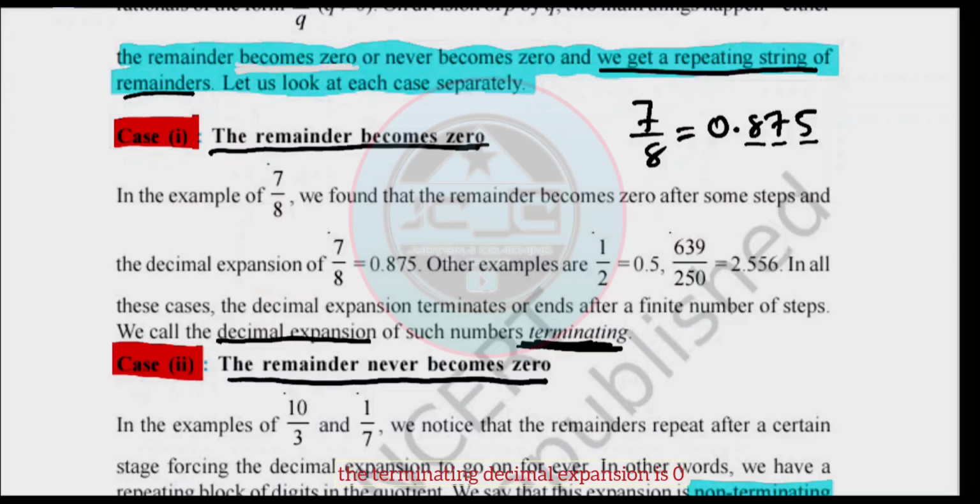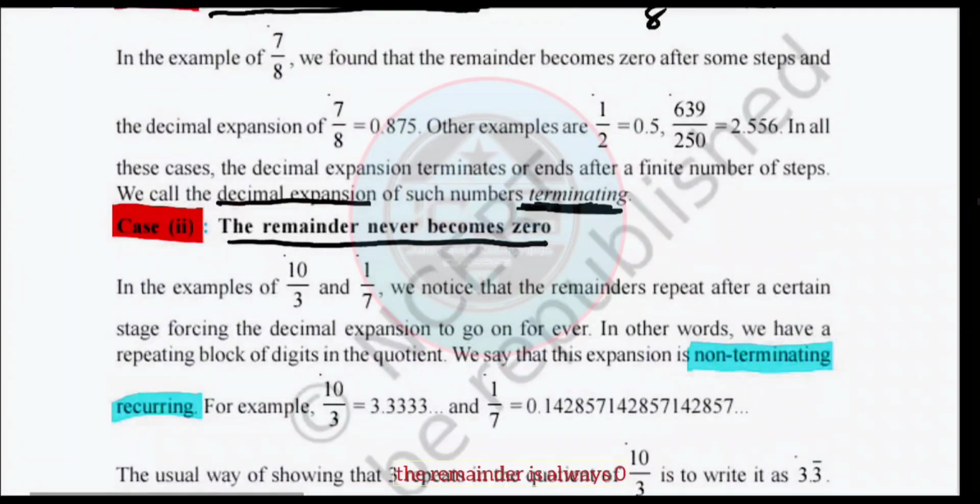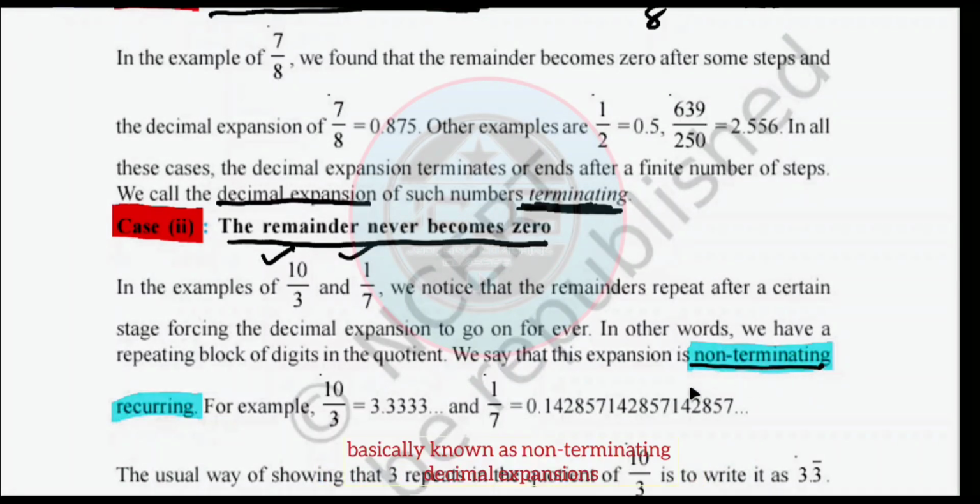we call it a terminating decimal expansion. The second case is where the remainder never becomes 0, in those cases like 10/3 and 1/7, where the remainder was never becoming 0. If the remainder never becomes 0, then that kind of decimal expansion is basically known as a non-terminating decimal expansion.